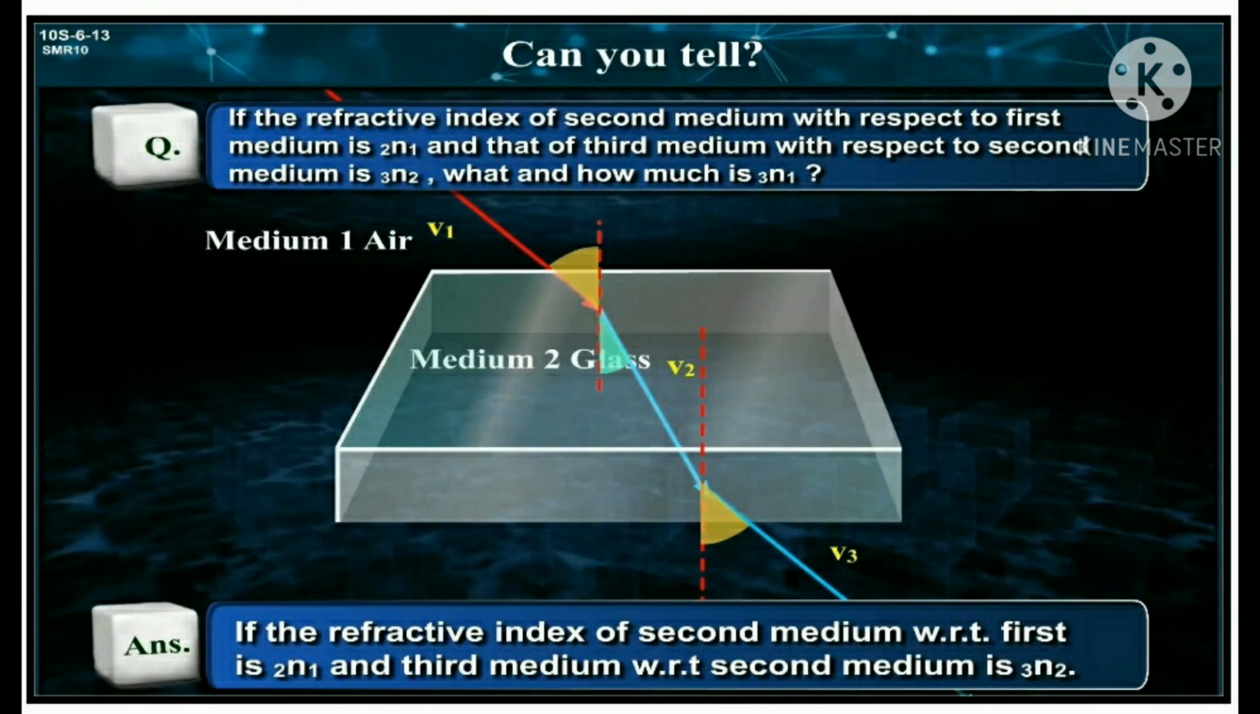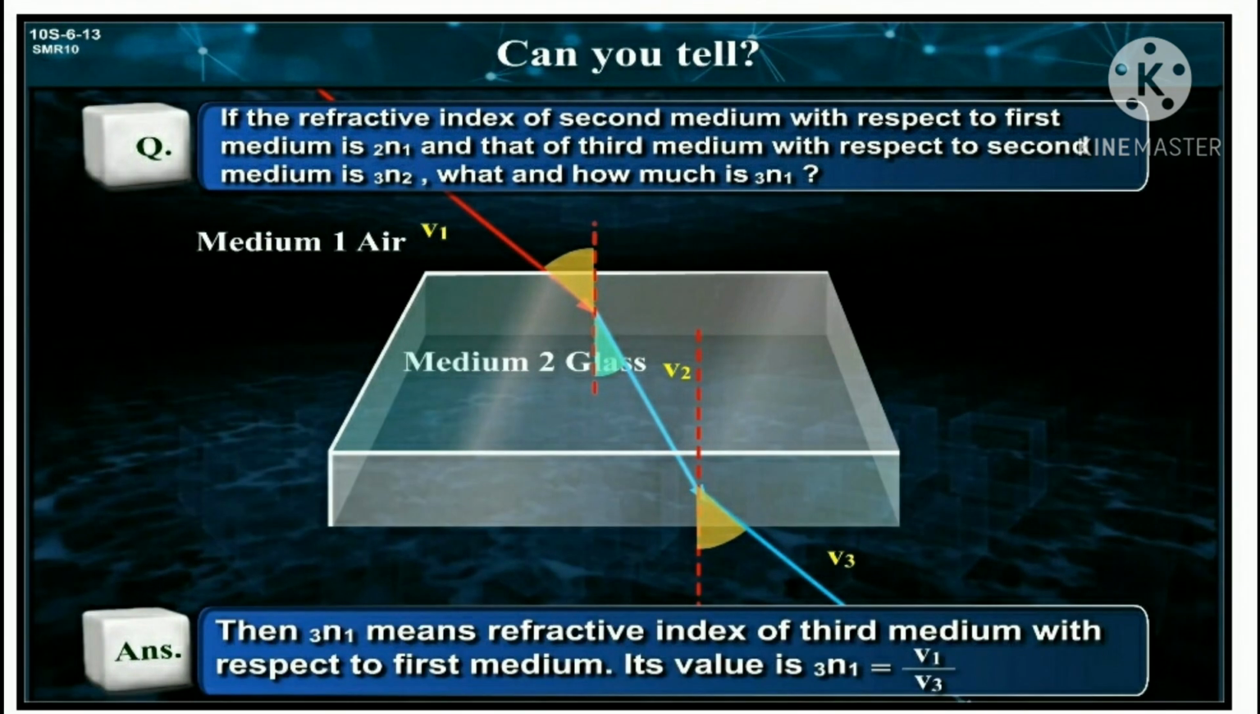Can you tell? Question: if the refractive index of the second medium with respect to the first medium is n21 and that of the third medium with respect to the second medium is n32, what and how much is n31? Answer: n31 means the refractive index of the third medium with respect to the first medium. Its value is n31 equal to v1 upon v3.